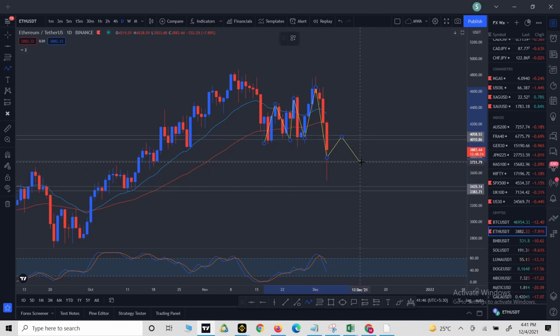This can be our potential target number one. As you can see, we have a daily support zone here, and this is going to be the next support zone. So this is going to be target number one, and this is going to be target number two here as well. But all this is based on a daily candle closing below this zone. So this is going to be the possibility on Ethereum.